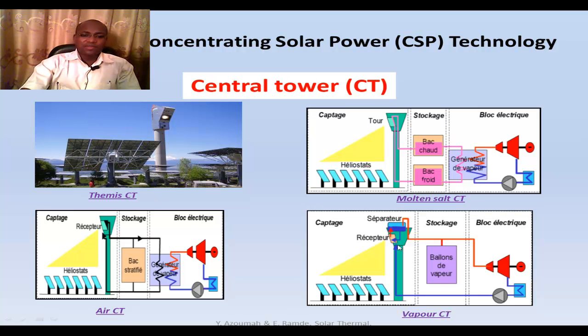And instead of having molten salt, we also have the steam central tower using the water here that will be heated, and the vapor will be separated. We have here a steam storage tank, and this will be used and will be expanded into a turbine for electricity generation. Or you can use air as the thermal fluid of your system.